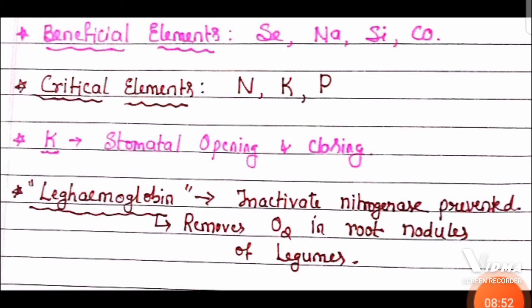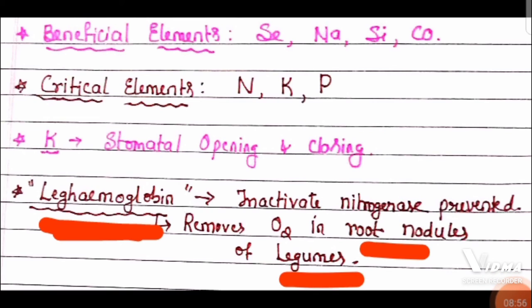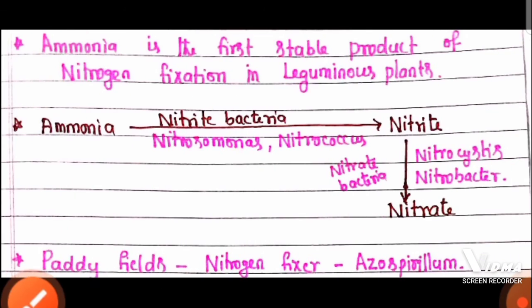Remember about a protein called leghemoglobin. Leghemoglobin is present in the root nodules of leguminous plants. It is going to remove the oxygen, because the presence of oxygen inactivates the nitrogenase enzyme, which takes part in nitrogen fixation.